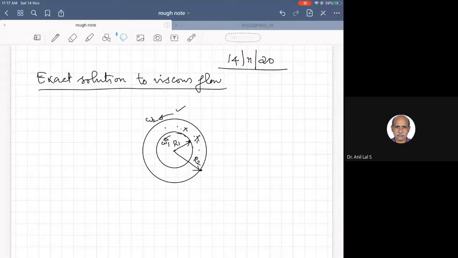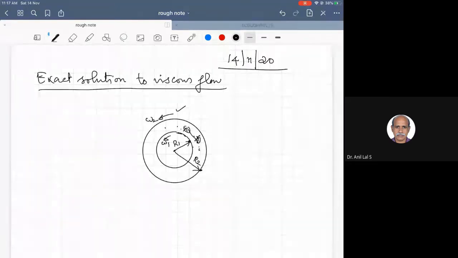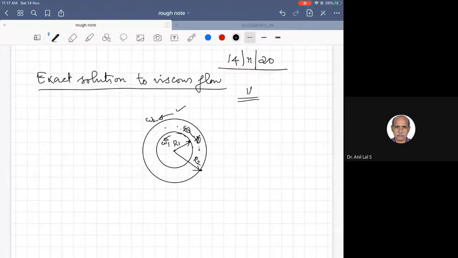So, in this figure, there are two cylinders. There is an inner cylinder with a radius R1 and an outer cylinder with radius R2. Both are concentric, having the same center. The gap between these two cylinders is filled with some fluid of certain viscosity, dynamic viscosity mu. And the cylinders are in rotating motion, or circular motion.